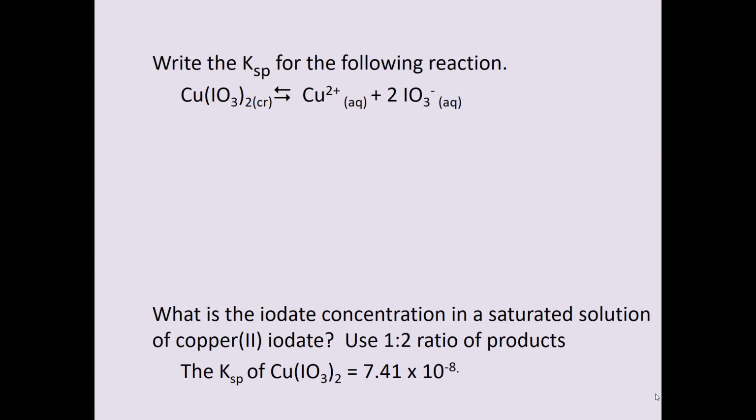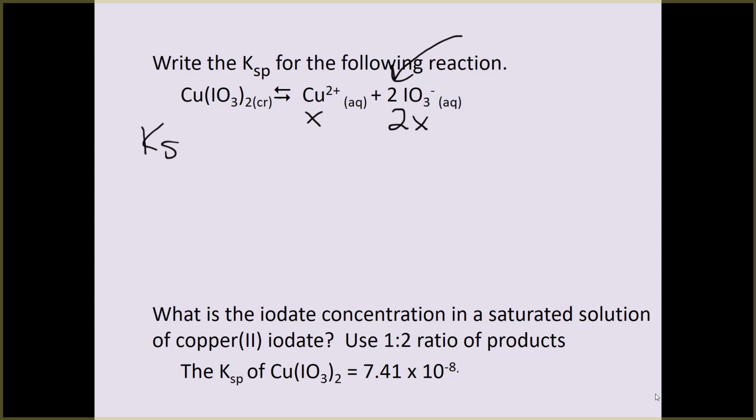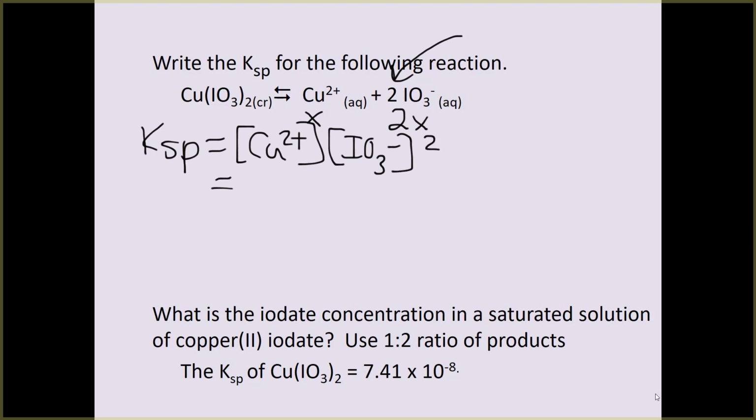All right, let's do another one. This one's a little bit tricky in that there is some stoichiometry here. For this one, every time the copper is formed, then I get 2 of this guy formed. Let's write our Ksp equation. So it's equal to the copper ion times the iodide ion squared. Let's plug in what we know. Down here at the bottom, I know what my Ksp is.